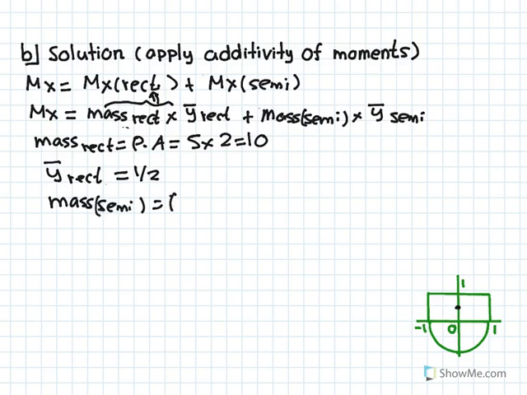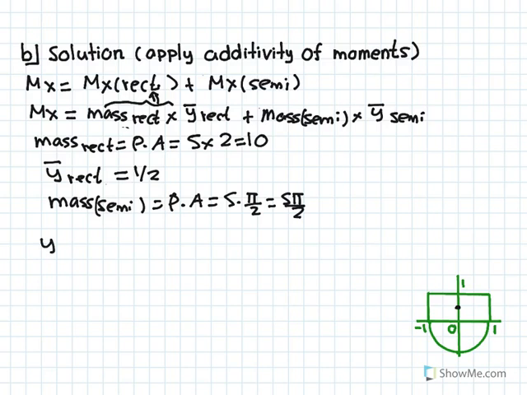That's going to be the density times the area. Density is 5, and the area of a semicircle is pi r squared divided by 2. The radius is 1, so we just get pi over 2. So the mass of the semicircle is 5 pi over 2.